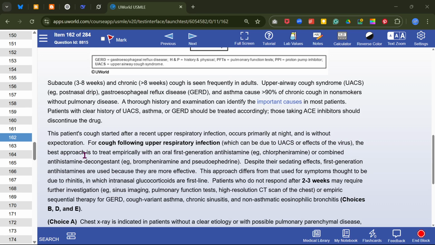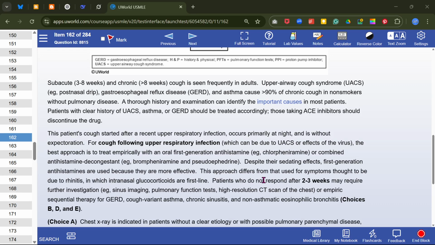The best approach is to treat empirically with an oral first generation antihistamine, chlorpheniramine, or a combined antihistamine decongestant, brompheniramine and pseudoephedrine. Despite their sedating effect, first generation antihistamines are used because they are more effective. The approach differs from that used for symptoms thought to be rhinitis, in which intranasal glucocorticoids are the first line.